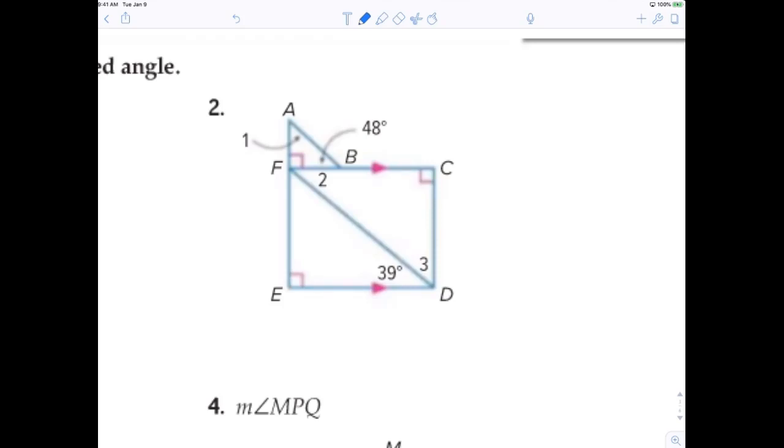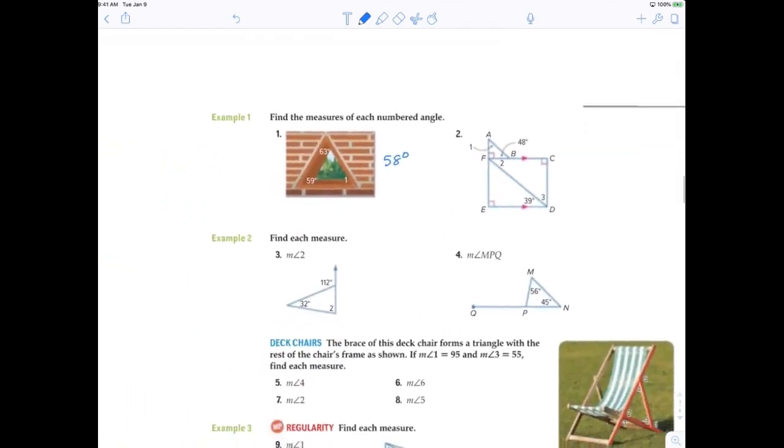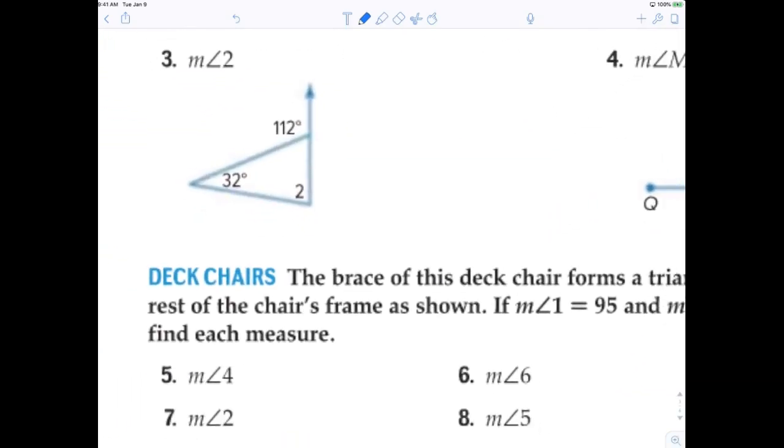I thought that was kind of easy, so let's try number 3. Now obviously we're using the exterior angle theorem.